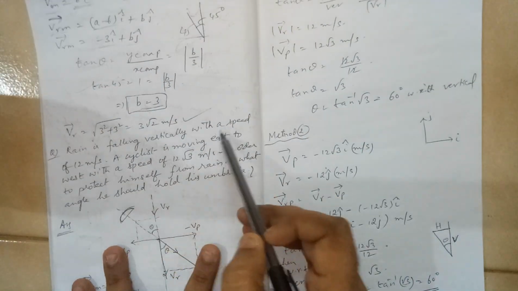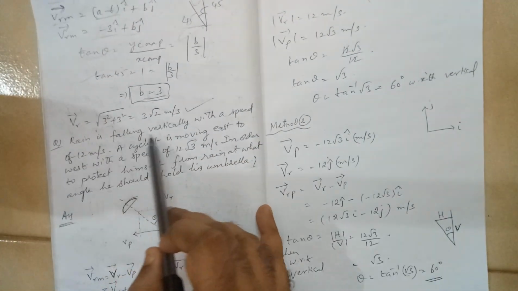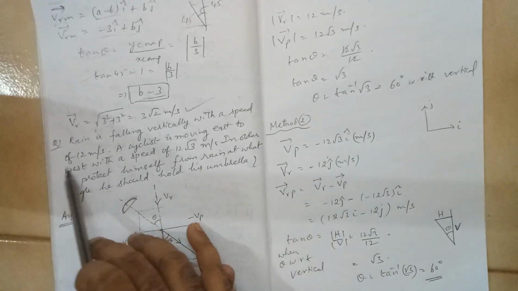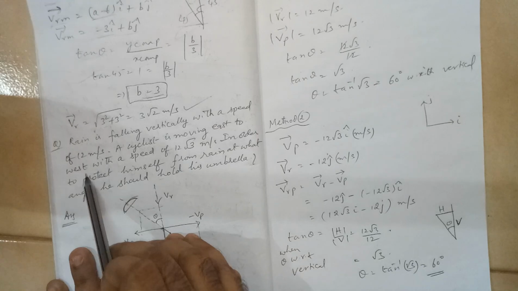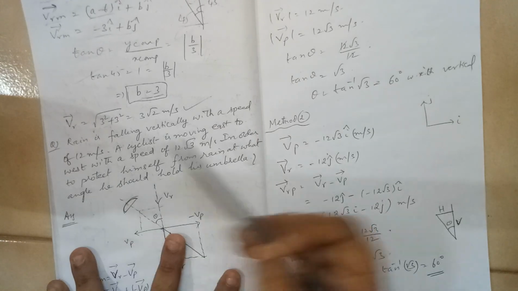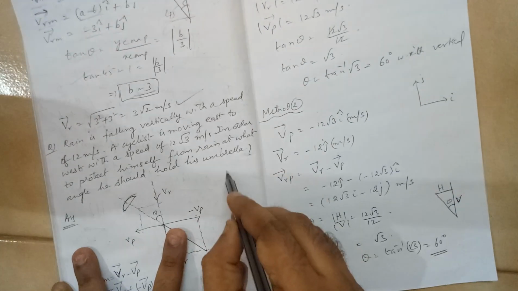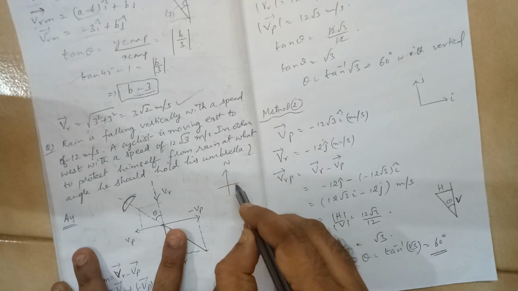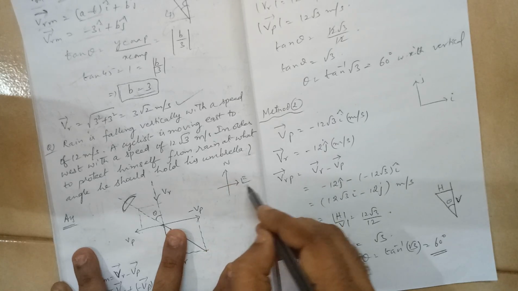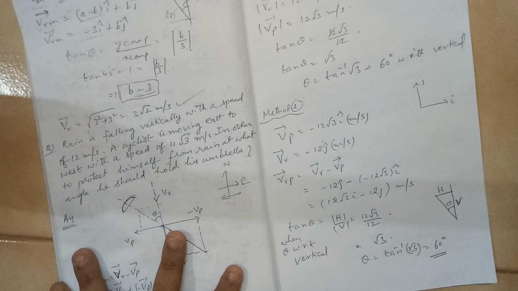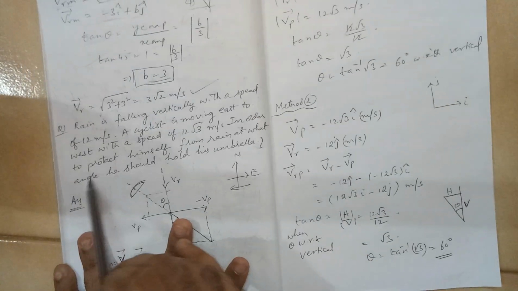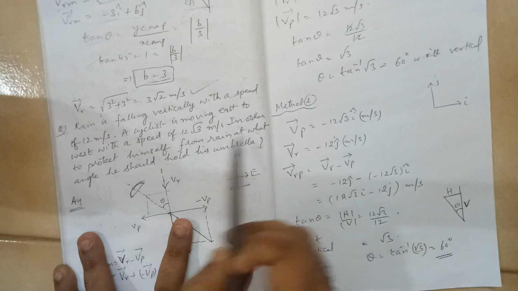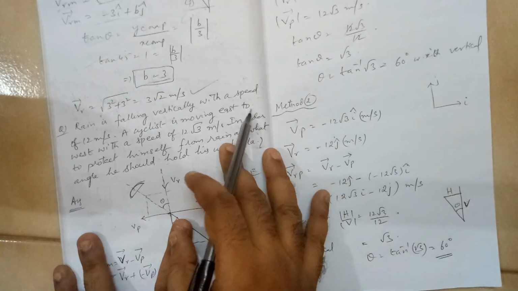Rain is falling vertically with a speed of 12 meters per second. A cyclist is moving east to west, that means he is moving in the west direction. So remember, this is north and this is east. East to west means he is moving in this direction, with a speed of 12 root 3 meters per second. In order to protect himself from the rain, at what angle should he hold the umbrella?